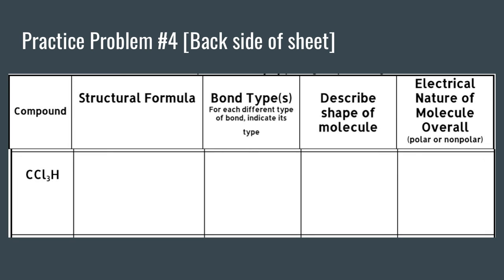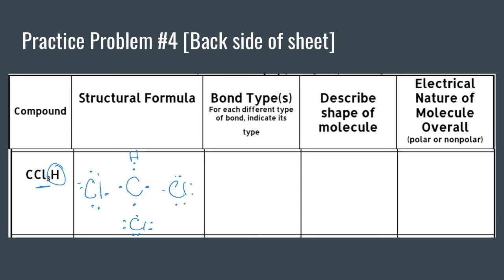Last but not least, we'll do CCl3H. Just like we have been doing, we're going to start with our central atom, which is going to be carbon. Carbon, again, is in group 14, so it's going to have 4 valence electrons. Then we need 3 chlorines. Chlorine is in group 17, therefore it's going to have 7 valence electrons. So there's 1, 2, and then we have our third, and then we also have this little hydrogen. So I'm going to put a hydrogen right up here.